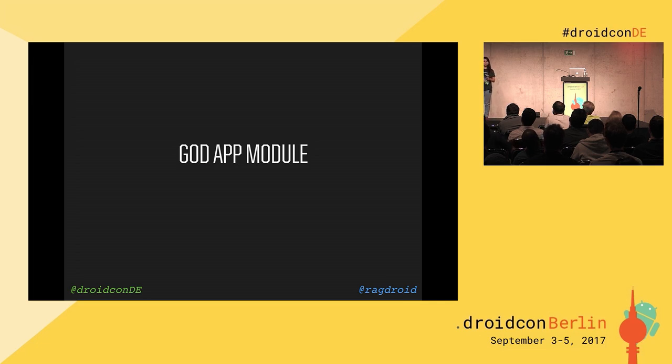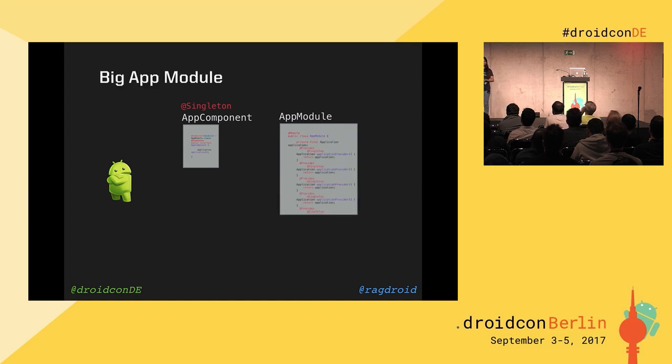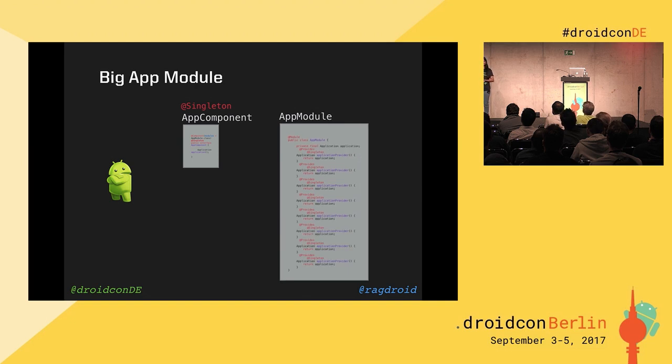But with this approach, with singleton and everything, we might end up with the God app module. And how can that happen? Let's see. You have a simple app component and app module. You add some more dependencies to it. Your app module keeps on growing. And it grows furthermore. So this is when you end up with the God module. Like everything you are keeping in your app module only.